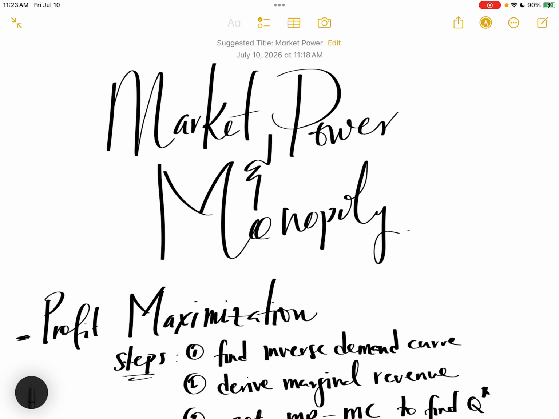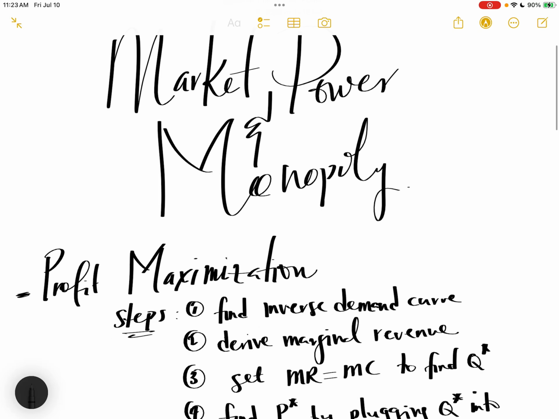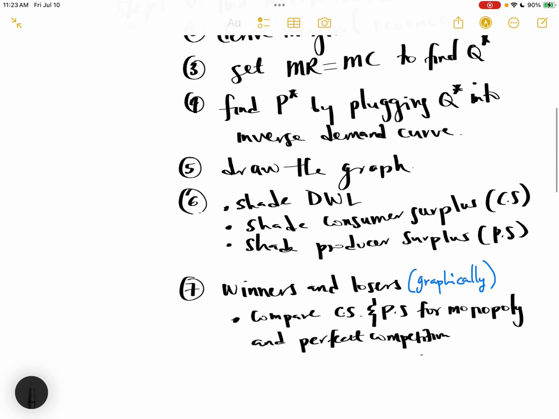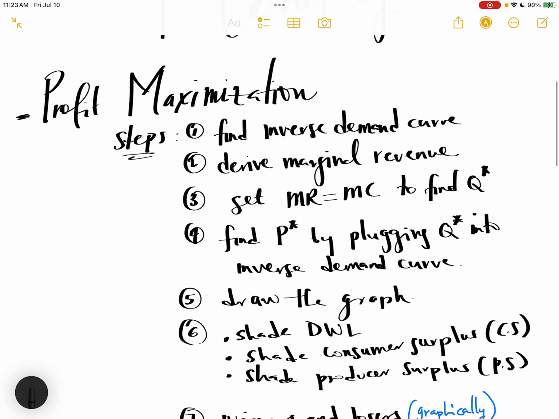All right, let's jump into market power and monopoly. Today we'll work on profit maximization. Here are the steps that we'll follow. We'll find the inverse demand curve given some direct demand function. We'll derive marginal revenue, set marginal revenue equal to marginal cost to find Q star, the profit maximizing quantity, and then we'll find P star, the profit maximizing price, by plugging Q star into the inverse demand curve.